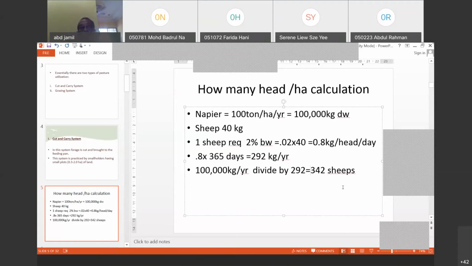So this is a highly intensively managed Napier, but if you don't manage well, you cannot get this amount of biomass.